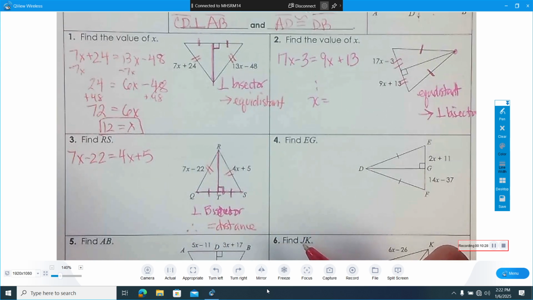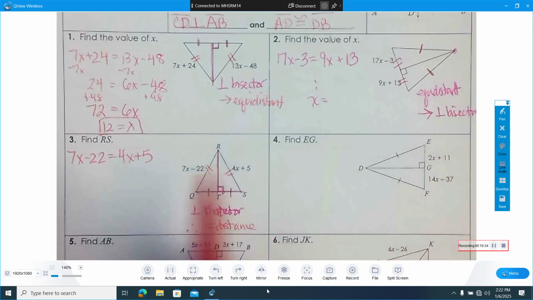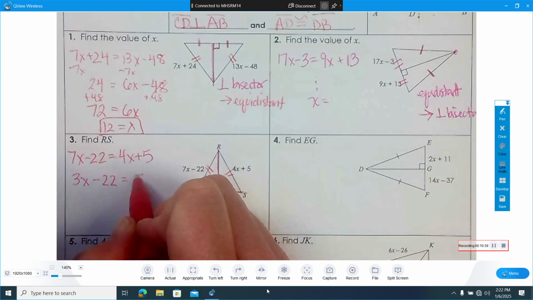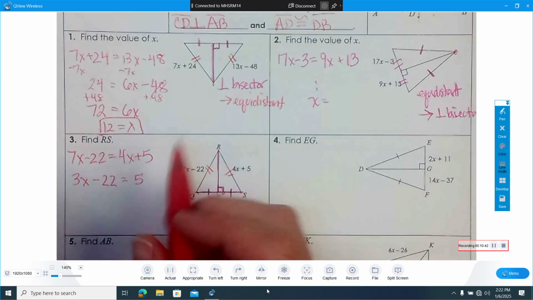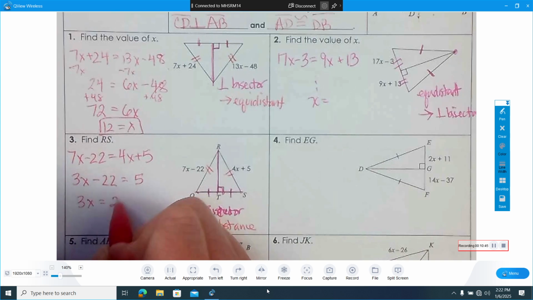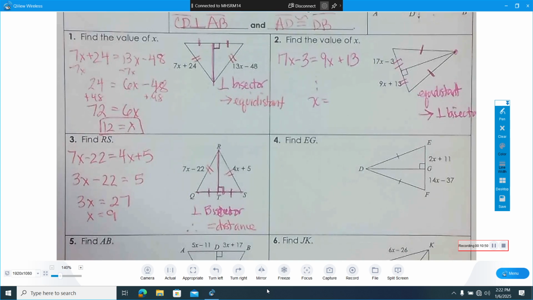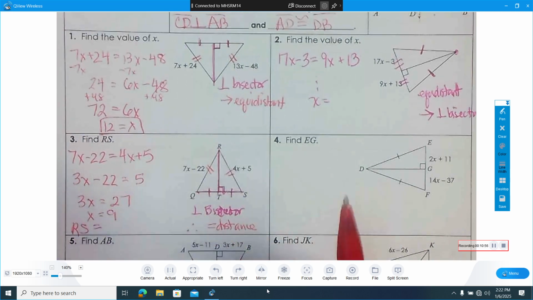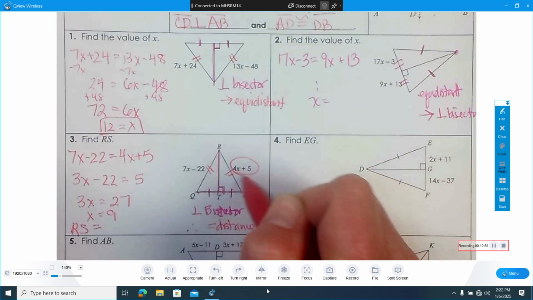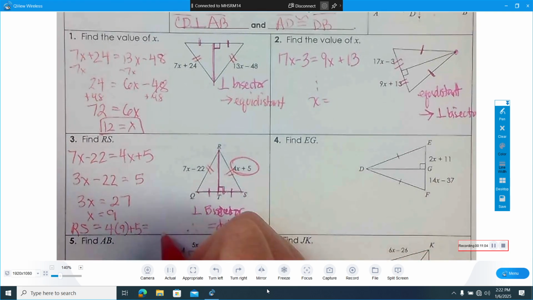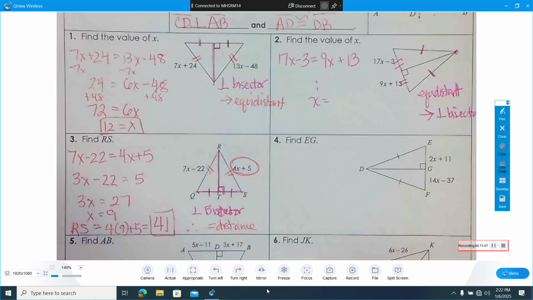All right. Let's solve for x. What do we do to solve for x? Minus 4x, so that gives me 3x minus 22 equals 5, and then add 22, so 3x equals 27, and then, good, divide by 3, we get 9. Are we done? No, what do we need to do for this one? Find RS, very good. That extra step for RS is right here, so we're going to plug in 4 times the 9 plus the 5 gives me 41, very good.